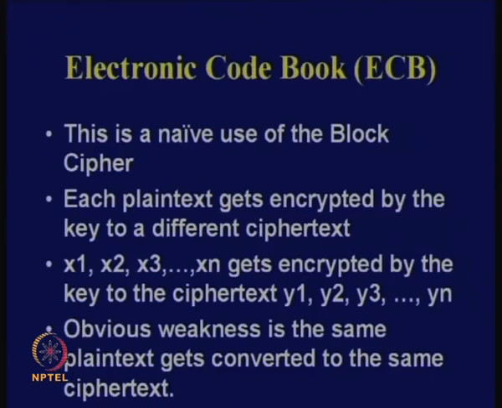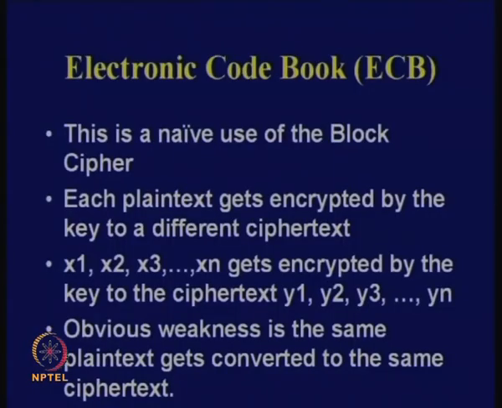I think all of us have probably got an idea of what we will do using common sense. If we have a large amount of data, we break it into chunks of say n bits. Then you take the first chunk and encrypt it, obtaining the first ciphertext. Similarly, take the second chunk and obtain the second ciphertext, and so on. This naive use of the block cipher is what is commonly known as the electronic code book.